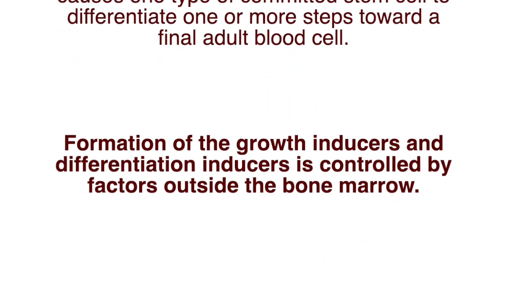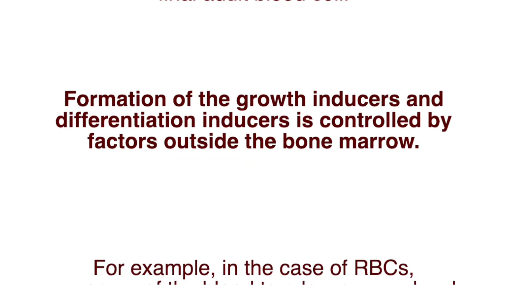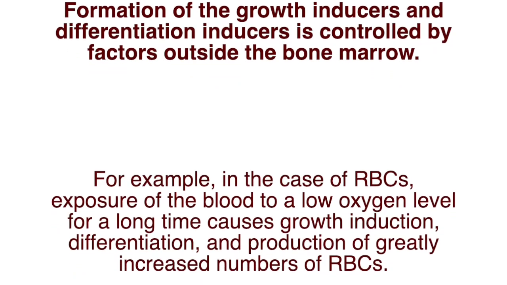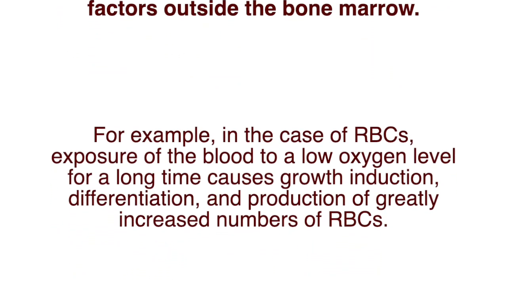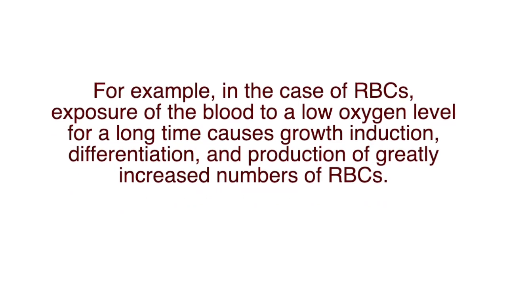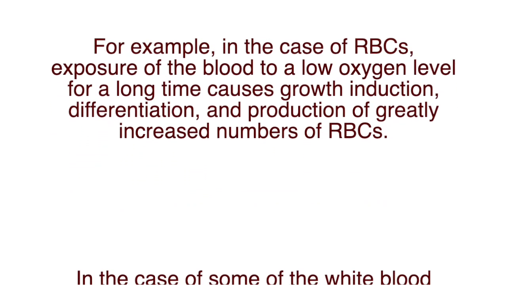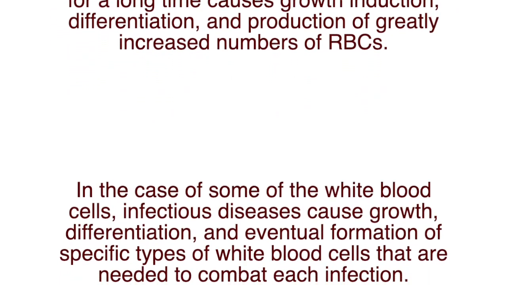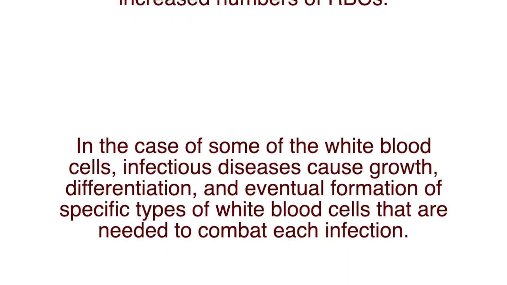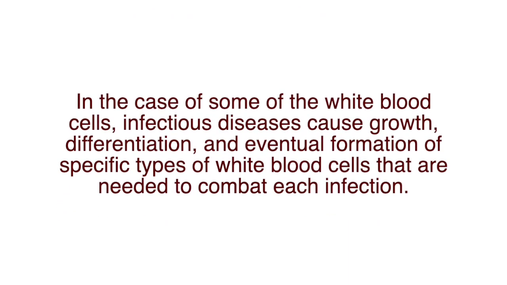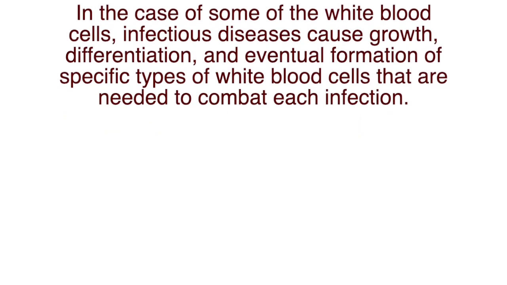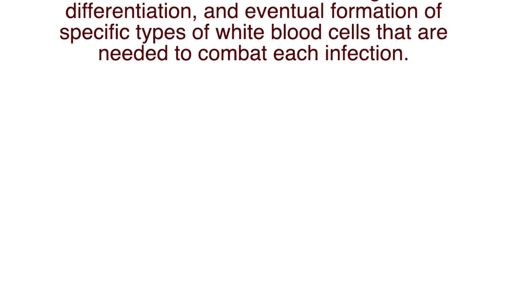Formation of the growth inducers and differentiation inducers is controlled by factors outside the bone marrow. For example, in the case of RBCs, exposure of the blood to a low oxygen level for a long time causes growth induction, differentiation, and production of greatly increased numbers of RBCs. In the case of some of the white blood cells, infectious diseases cause growth, differentiation, and eventual formation of specific types of white blood cells that are needed to combat each infection.